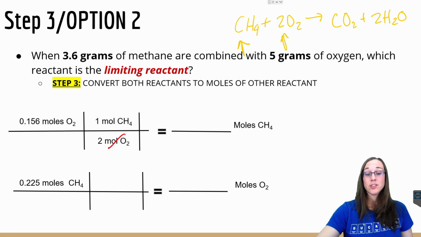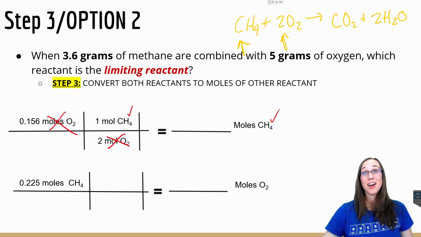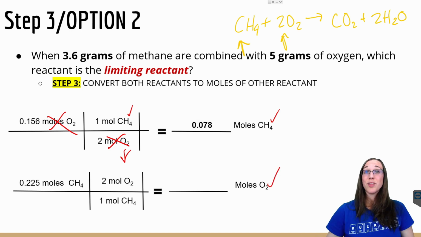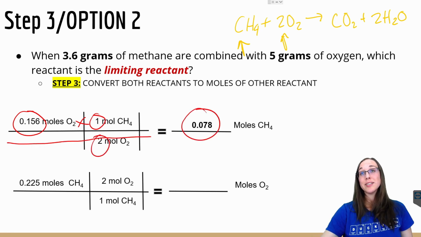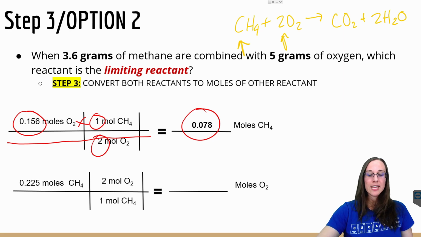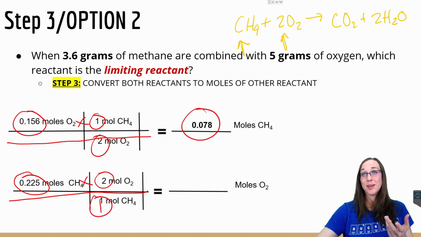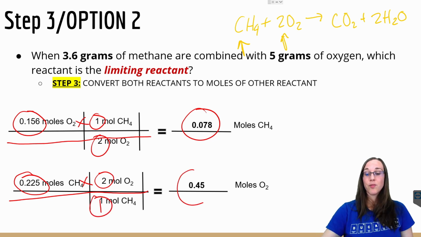So now my mole of oxygen cancels and I am left with the moles of the other chemical, the other reactant. And we're just going to flip this ratio for the other way, because if we're trying to get from CH4 to O2, then I just need to flip that domino. And I end up with 2 moles of O2 over 1 mole of CH4, so that cancels and I am left with moles of O2, just like my goal says. When I take 0.156 times 1 and divide that by 2, I end up with 0.078 moles of methane. When I take 0.225 times 2 and then divide that by 1, which is essentially the same thing anyways, I end up with 0.45 moles of oxygen.